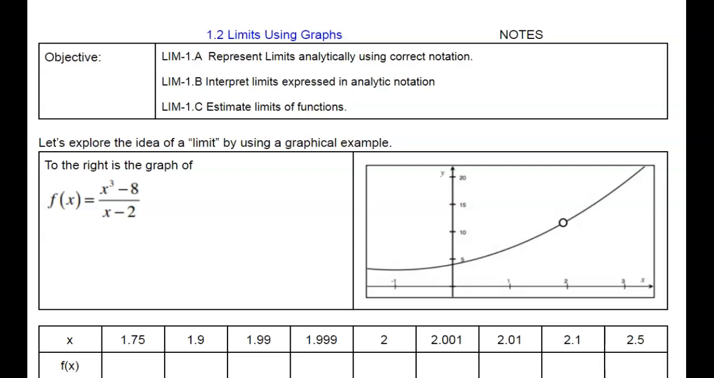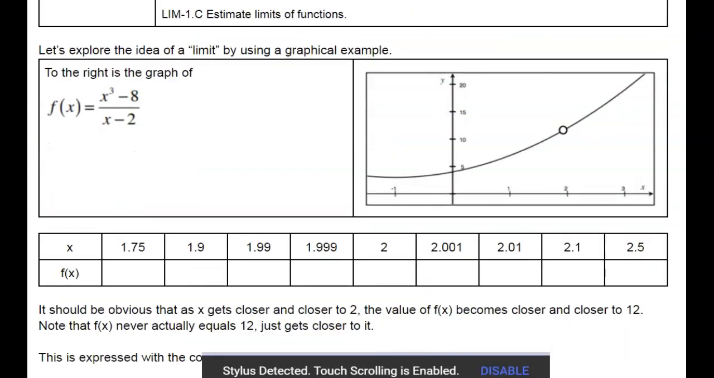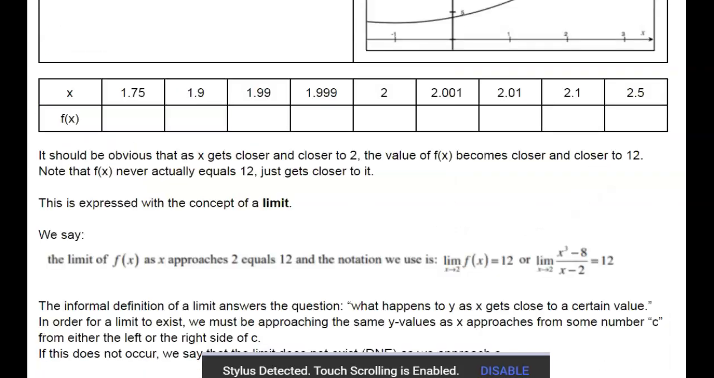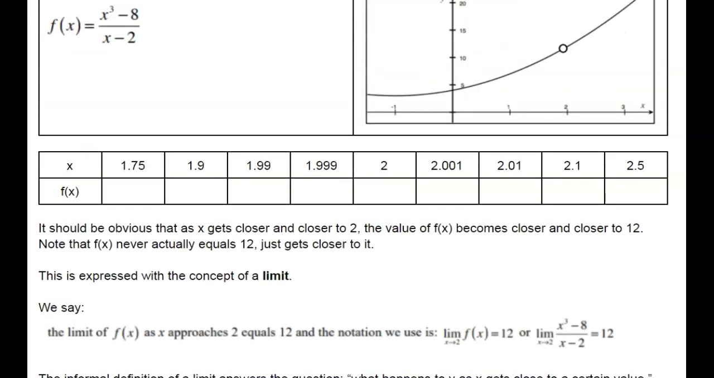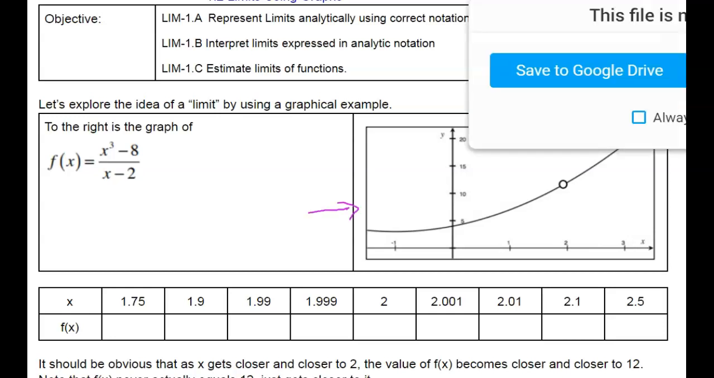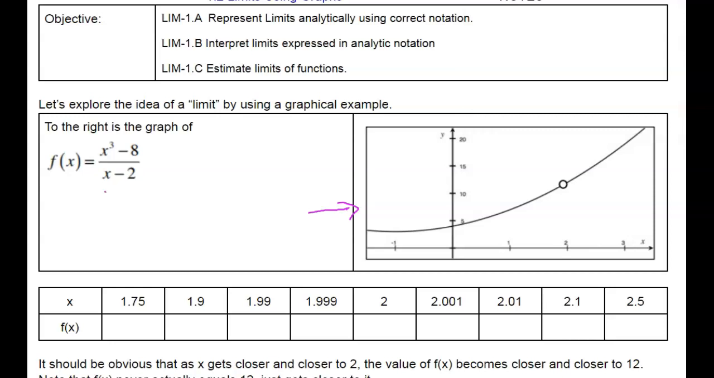Okay, so we are going to start off the unit on limits using graphs. So let's explore if we're given the function x cubed minus 8 divided by x minus 2. If you would graph it, it would look like this shape. You'll notice there's going to be a hole at x equals 2 because that makes the original equation undefined.